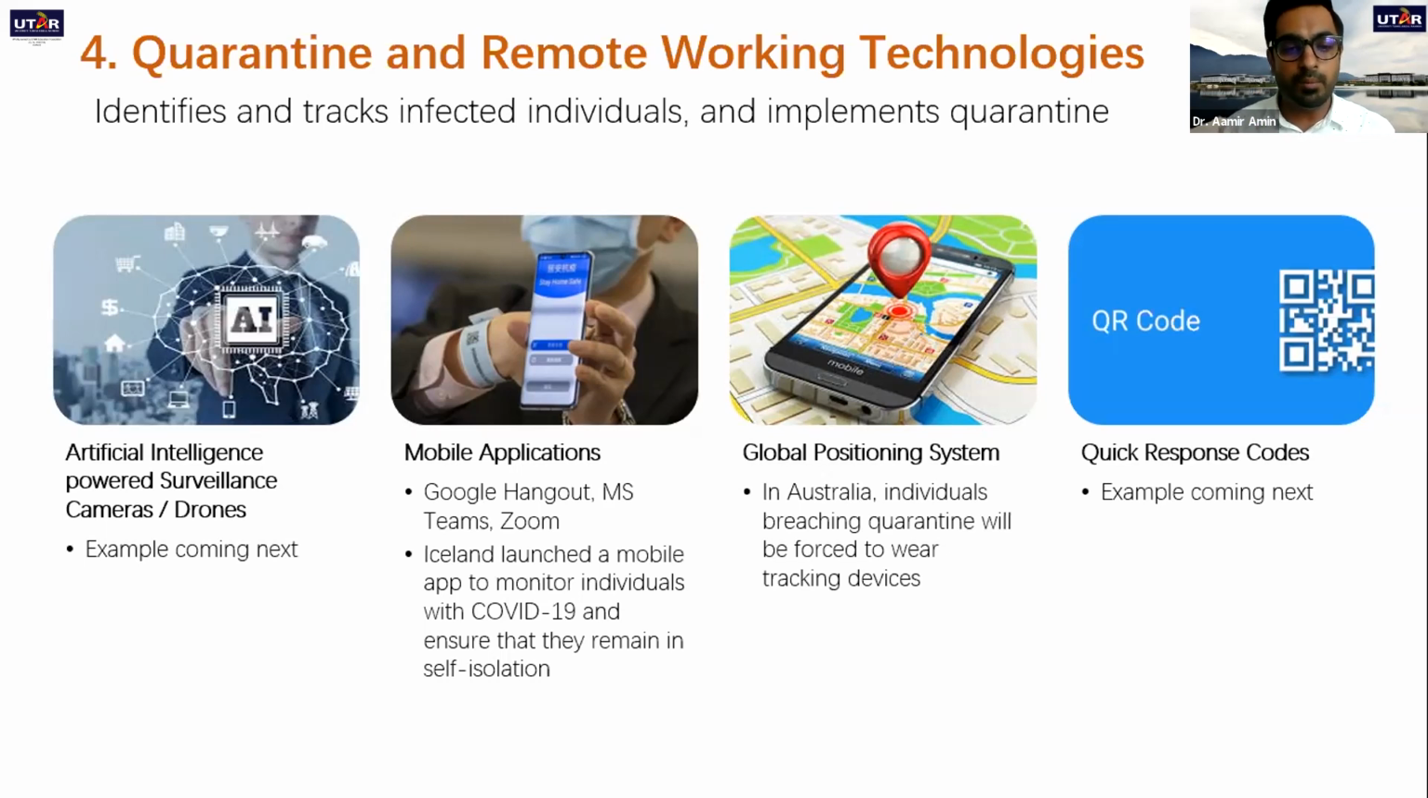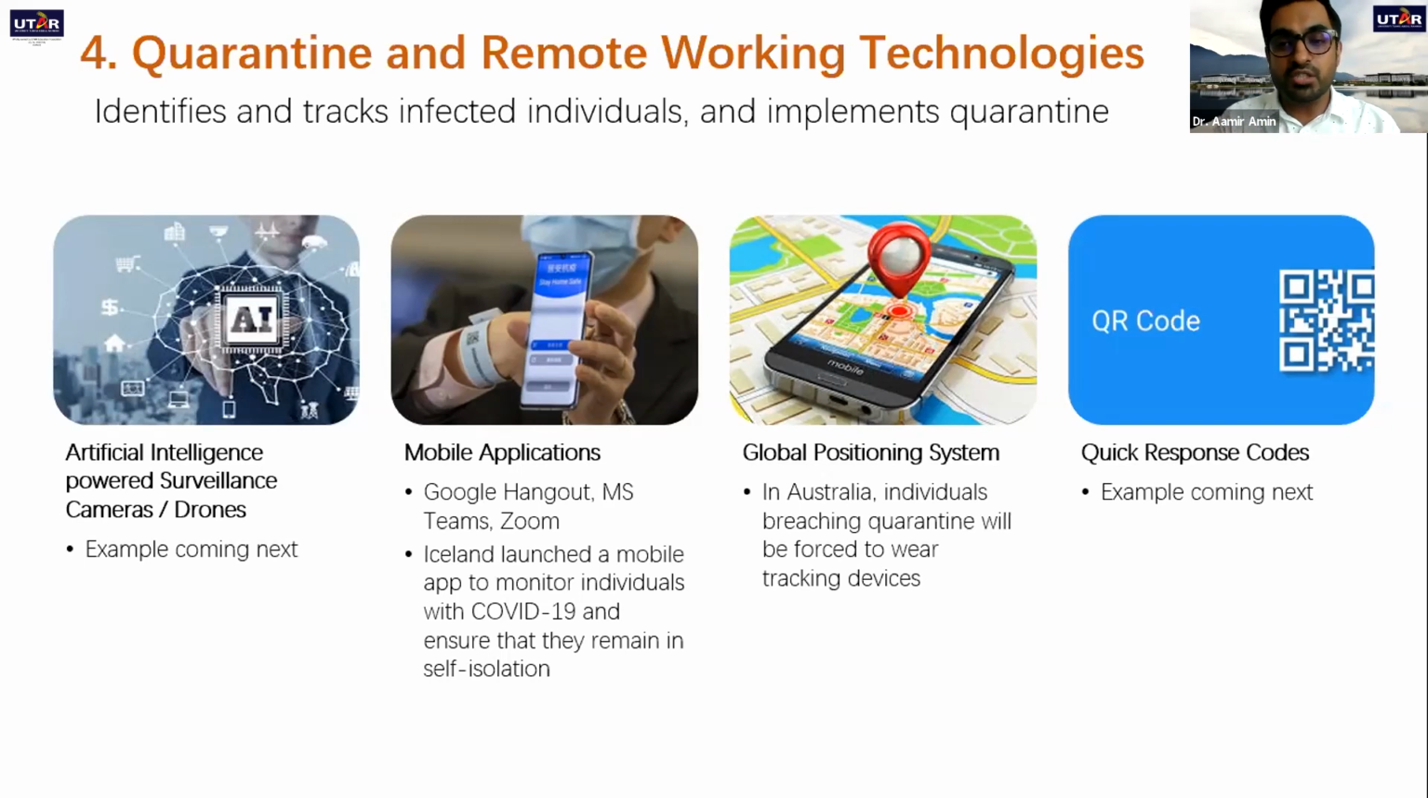Again, Iceland launched a mobile app to monitor individuals with COVID-19 and ensure that they remain in self-isolation. And for the global positioning systems, in Australia, for example, individuals breaching the quarantine will be forced to wear tracking devices. Same is the case in Malaysia, for instance. You have to wear a bracelet. If you are moving around with the bracelet, the authorities would know that you have left your quarantine place, and then they will track you down.